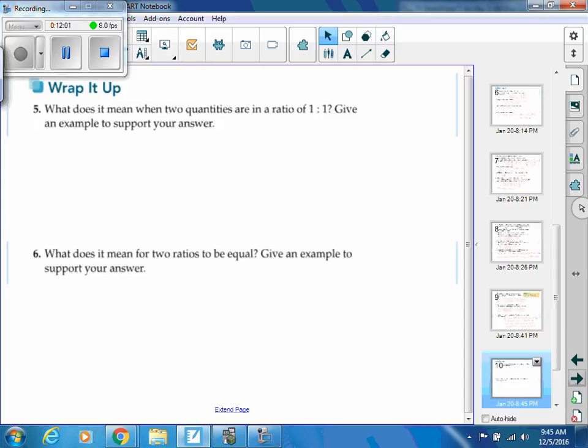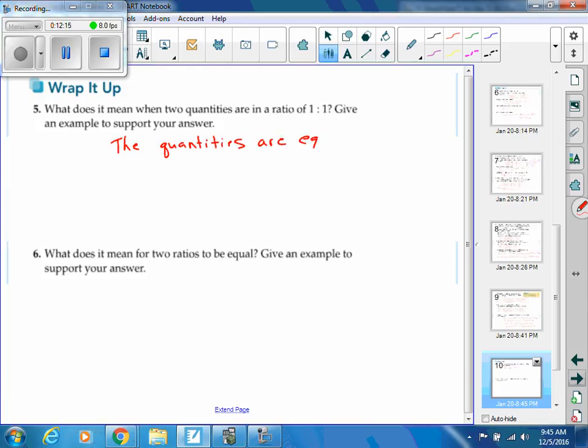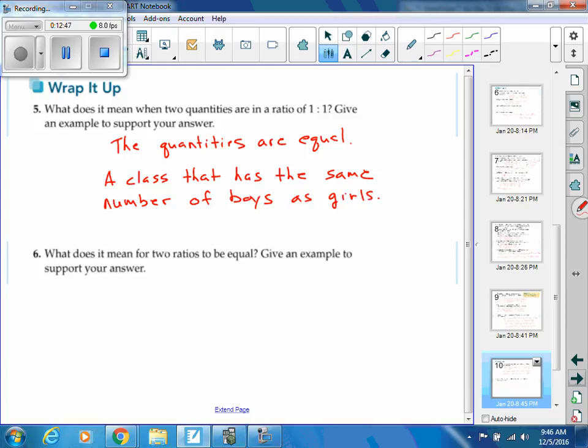Moving on to number 5, what does it mean when two quantities are in a ratio of 1 to 1? Well, what that means is the quantities are equal. So an example to support that would be a class that has the same number of boys as girls. Okay, because again, there'd be one boy for every one girl.